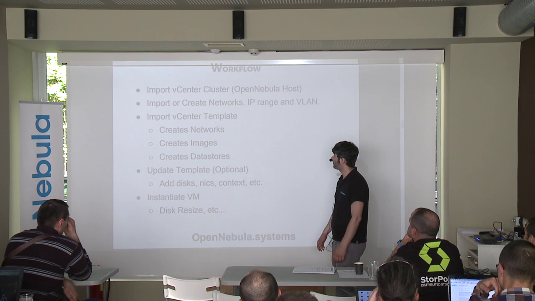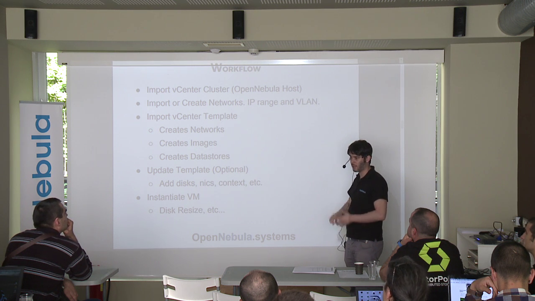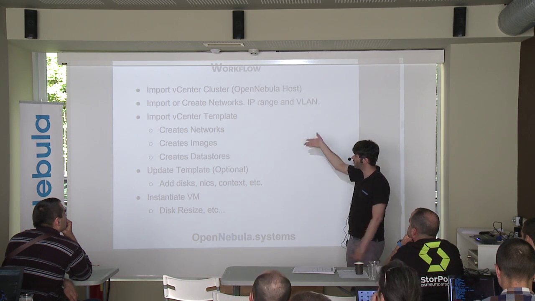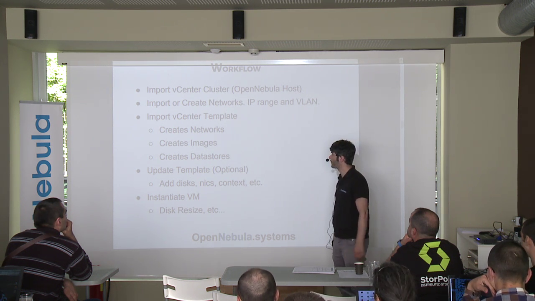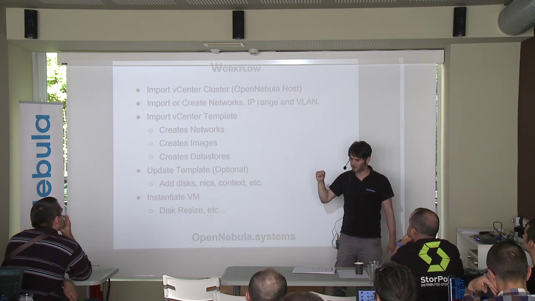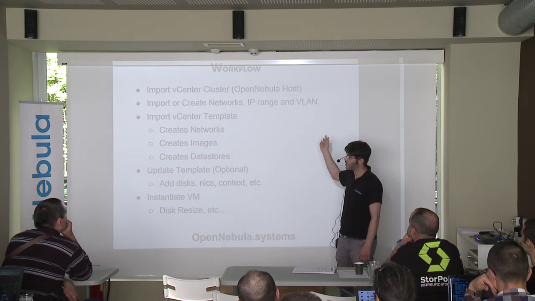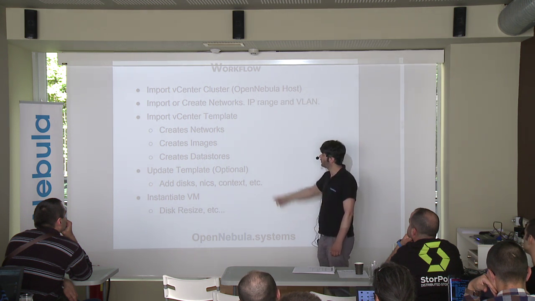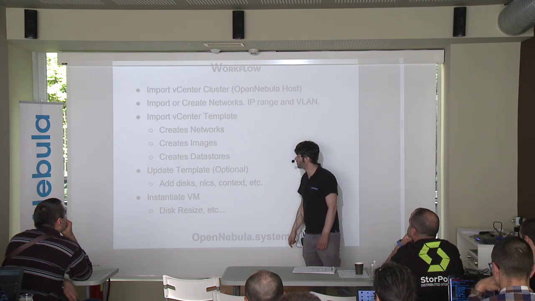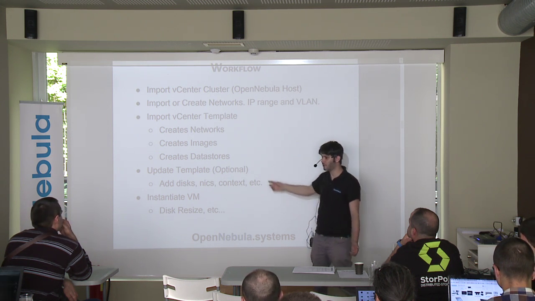So to recap, what we do is we import a vCenter cluster and it creates a host. We have a special command, and also in the web interface there's a special import host. You put the credentials and you're asked which clusters to get. You do the same with networks. You import the port group, and then you can assign IP ranges and VLANs if you want. Then you import a vCenter template that creates networks, images, and data stores. And you can change the template if you need.